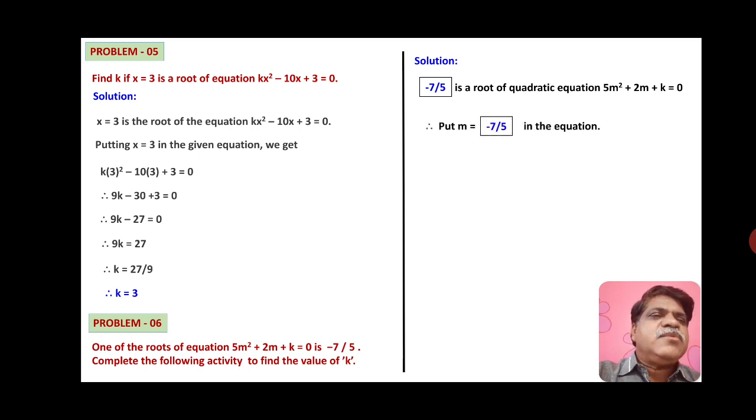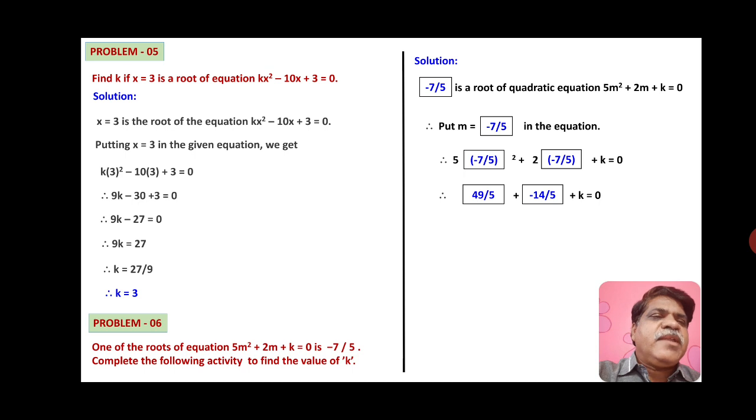Putting this m is equal to minus 7 upon 5 in the equation, you will get 5 into bracket minus 7 upon 5 bracket square plus 2 into bracket minus 7 upon 5 plus k is equal to 0. Therefore, here it is 49 upon 5, because 7 7s are 49, 5 square is 25 and 5 is multiplied with the first term. So, 5 5s are 25. So, 49 upon 5 plus this 7 2s are minus 14 upon 5 plus k is equal to 0. Therefore, here you are getting 7 plus k is equal to 0. Therefore, k is equal to minus 7.